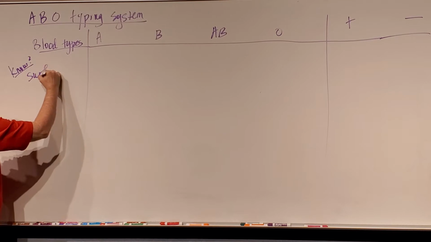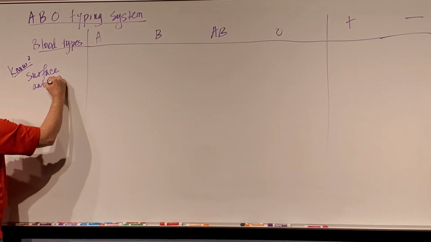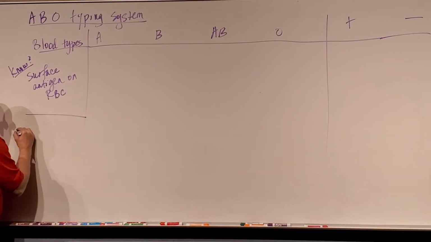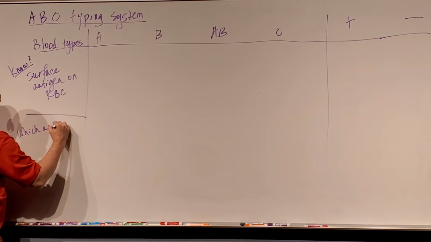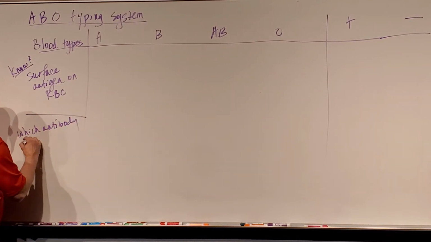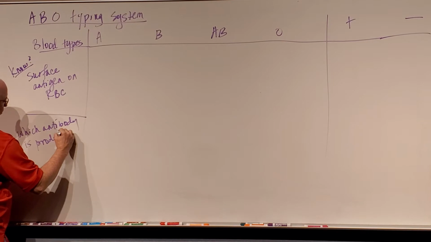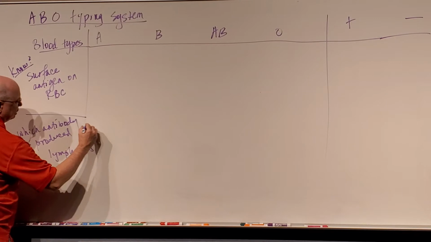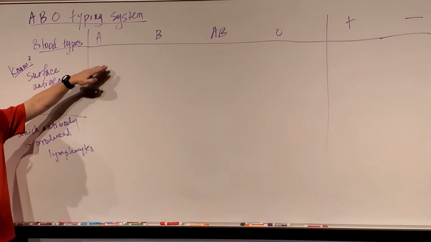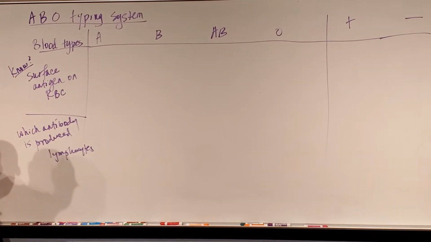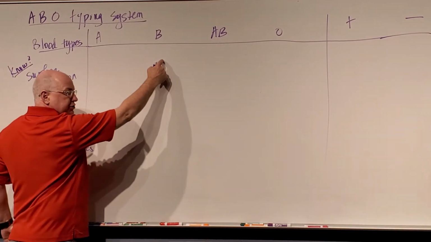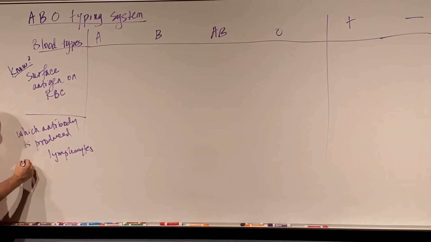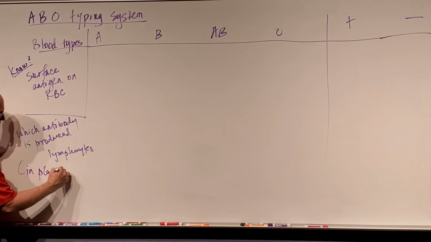You need to know which surface antigen is on the red blood cells. You also need to know which antibody is produced by this person's lymphocytes. These genes are going to be linked very often. If I have a certain blood type, I'm going to get a specific antibody in my plasma. If I have a different antigen, I'm going to have a different protein in my plasma. So you need to know which antibody is produced by lymphocytes or which antibody is in your plasma.